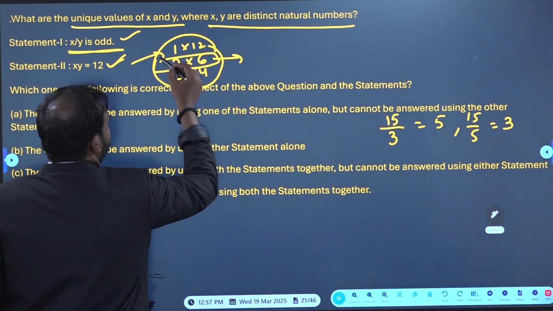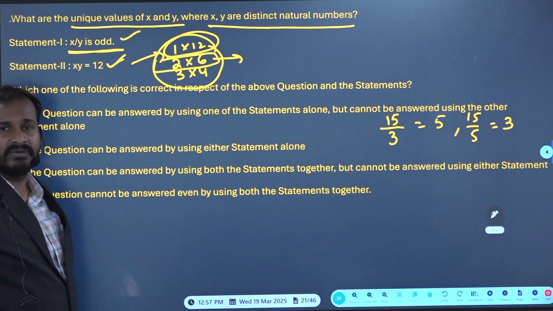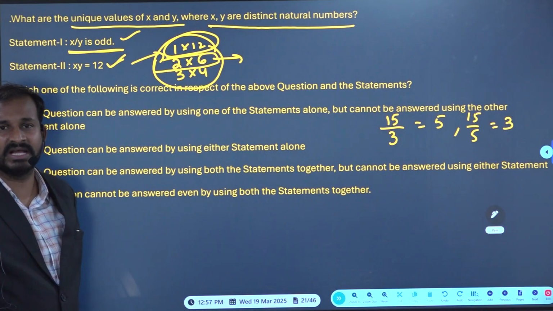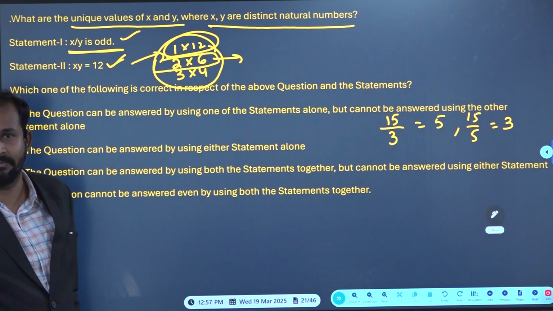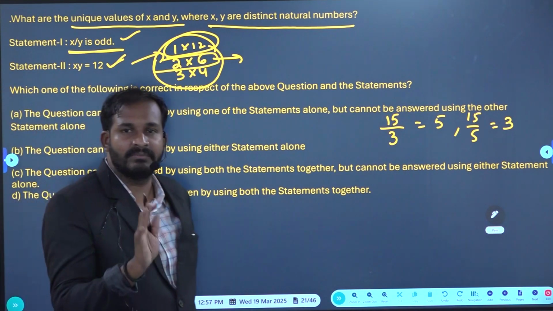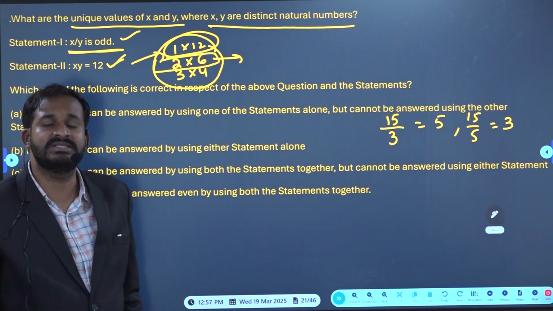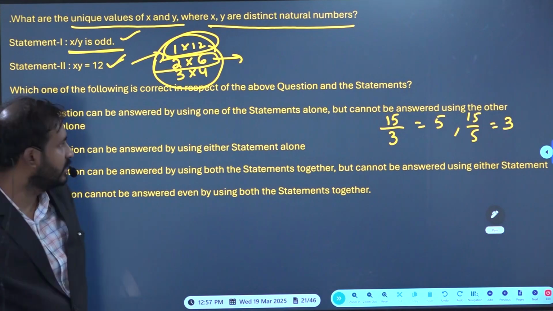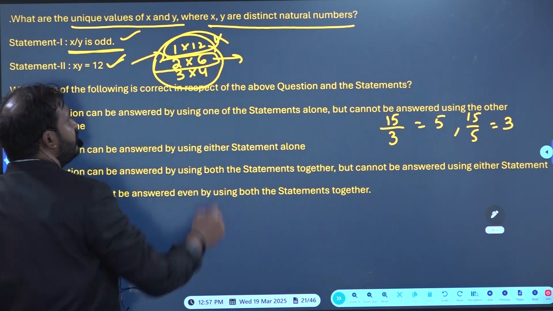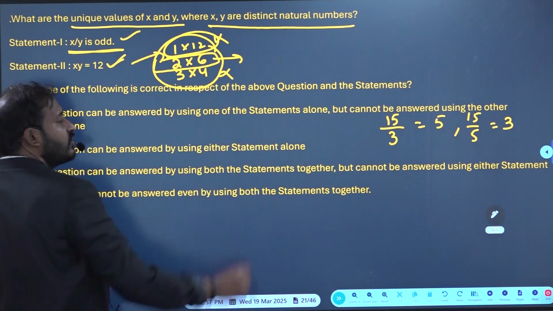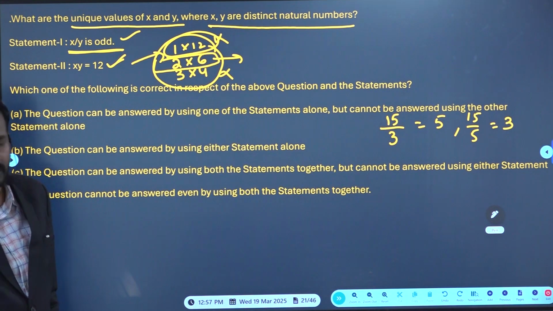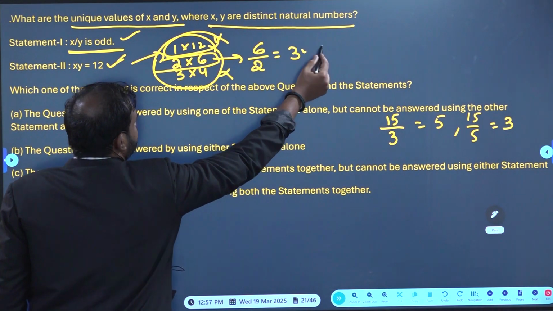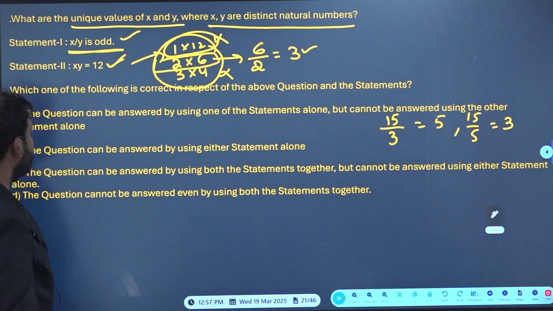If I take 1 and 12, 12 by 1 is 12, an even number. Or 1 by 12 is a fraction, I will get the answer in decimal, so it will not come under the odd numbers category. Odd numbers and even numbers are purely for natural numbers, in some cases for integers, but we never go for decimals. So this is not a possibility for me. 3 by 4 is not exactly divisible, so here also we will not get an odd number. But 6 by 2, what is it? 3. It is satisfying the odd number, and its product is 12.